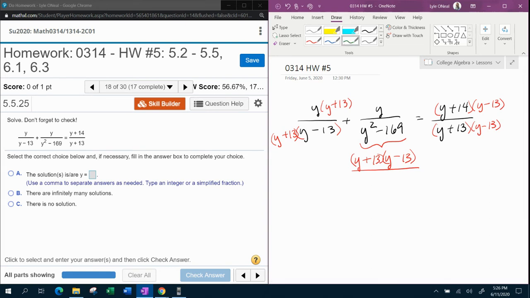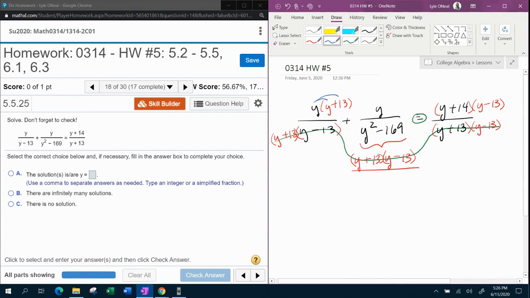And now if you notice, all the denominators are now identical, and so we can effectively cancel them out. And again, this only works if you have a rational equation. So the next step is going to be to get rid of the parentheses using the distributive property.